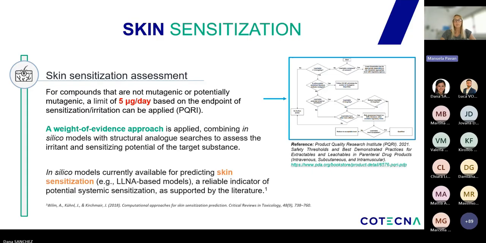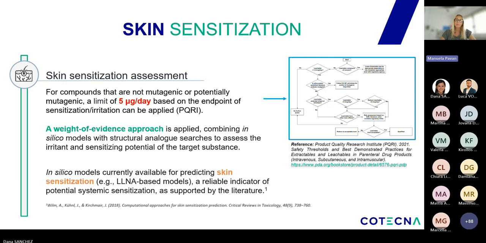This can be performed, of course, based on experimental data, if available. If an extractable and leachable is identified as a potent or strong sensitizer, according to the PQRI workflow that I previously mentioned, the threshold is generally set below the 5 microgram per day.